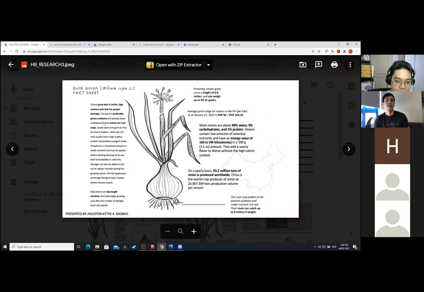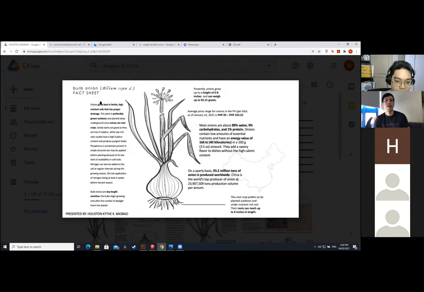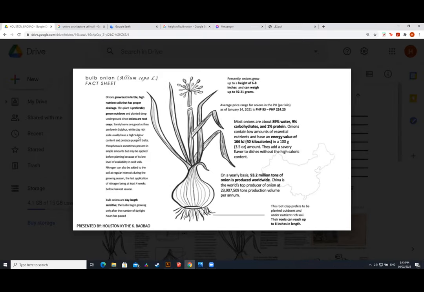I have listed facts that I think are worth knowing. Onions grow best outdoors, especially when you plant them in soil that is rich in nutrients. But I researched about this, that they can grow anywhere, even in soil that is not well fertilized. If your soil is lacking in nutrients, you can also manually add nutrients like phosphorus and nitrogen.